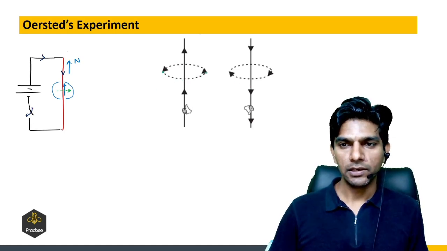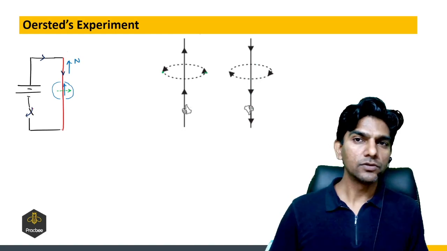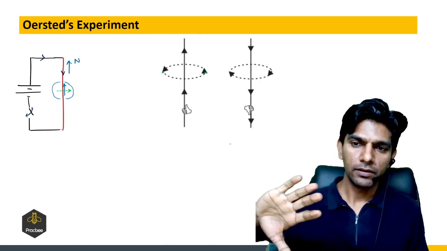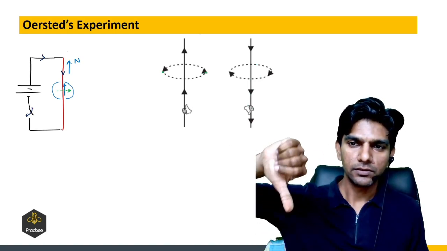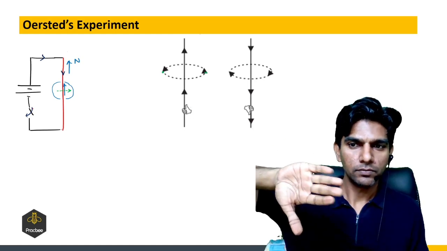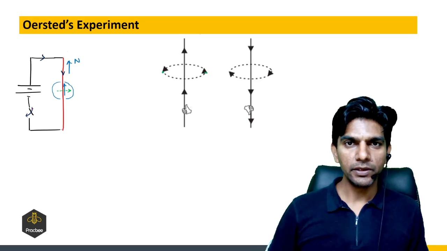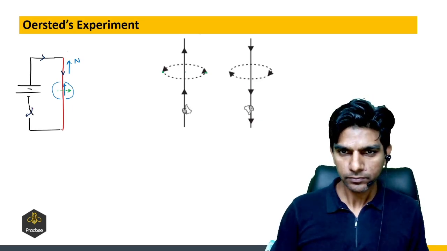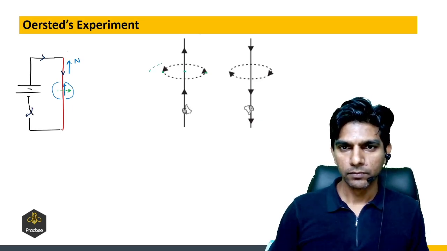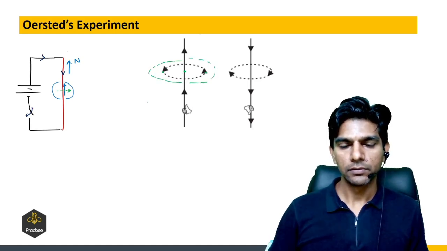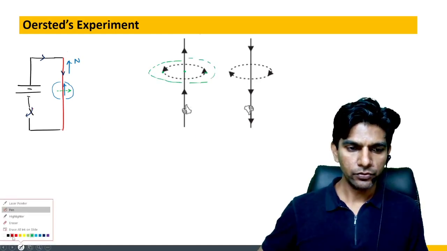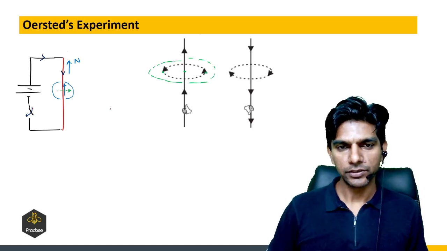Got it? Similarly, if the current is going in the downward direction, then if I curl the fingers, the thumb is in the downward direction, and in the direction of the curl, we have the magnetic field. So the magnetic field will be in concentric circles like this. So that we have to remember. Let me give you the idea of the direction.